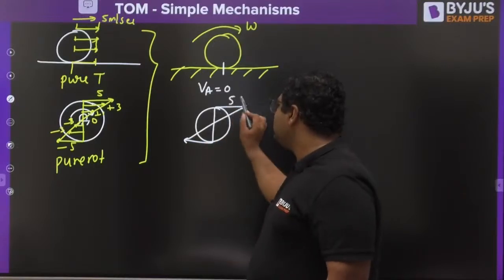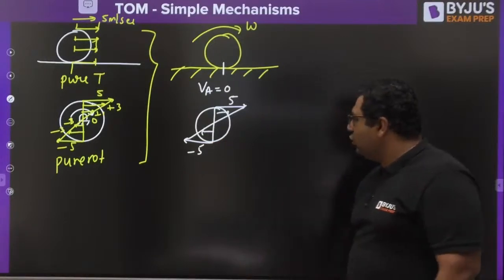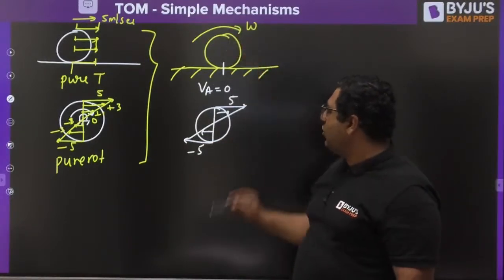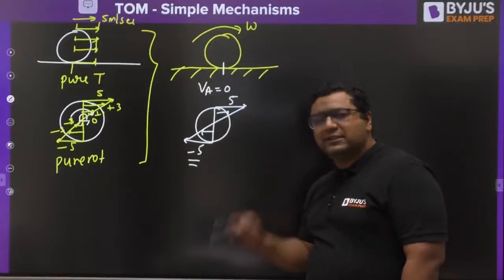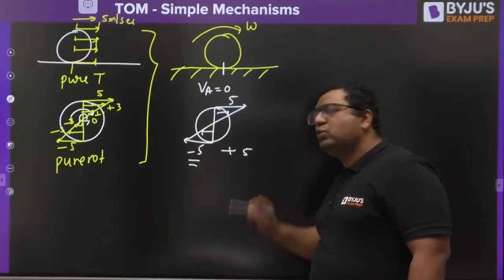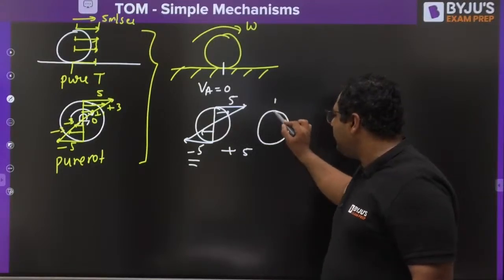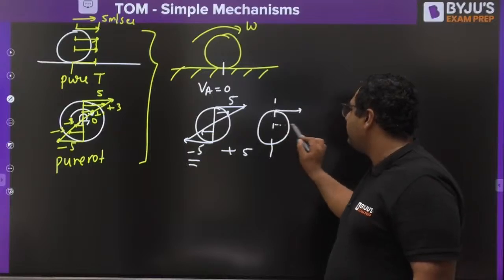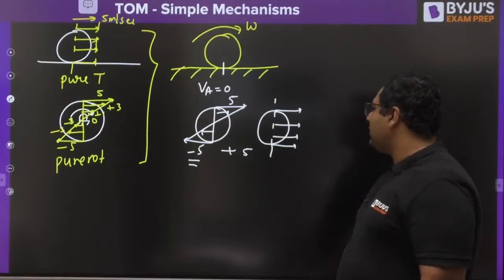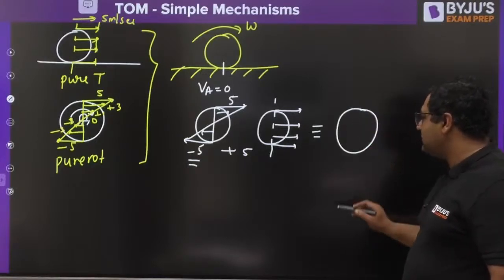Okay, this is 5, this is minus 5. And my dear, you want to say that after giving omega, this minus 5 will become 0. This minus 5 can become 0 if you add plus 5 into it. So to add plus 5, I am giving a pure translation of 5. So if I give a pure translation of 5, then the overall motion will become like this.